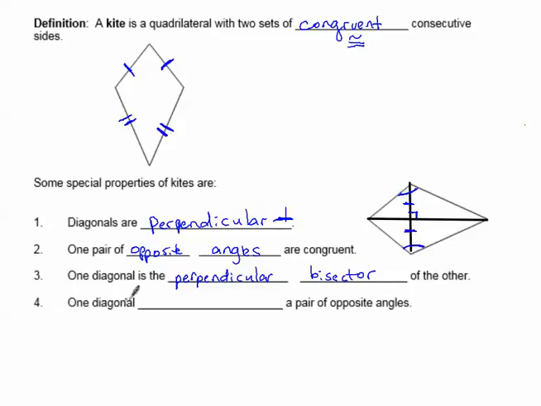And then one diagonal bisects a pair of opposite angles. So this angle here and this angle here, this diagonal bisects, so this piece is equal to this piece, and this piece down here is equal to this piece. Okay, so that's what we're talking about with kites.